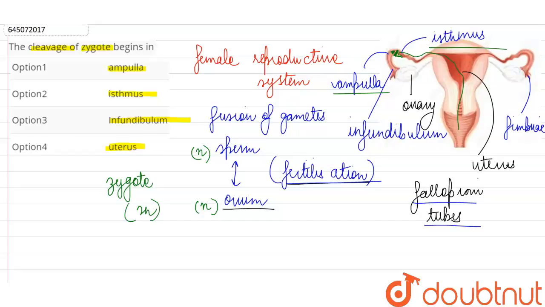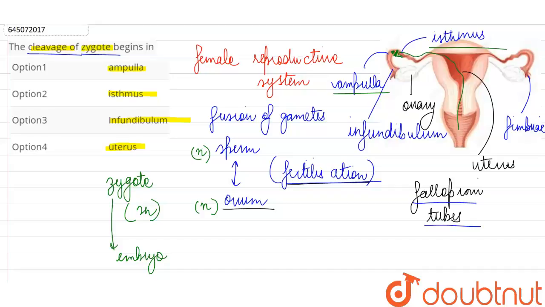And the zygote needs to undergo repeated divisions in order to develop into the embryo. So where do these divisions start? Actually, the initial divisions which occur in the zygote, these are called cleavage, and this is because the size of the cell is not changing. The large size zygote is simply dividing into 2, 4, 8, 16 blastomeres and so on.